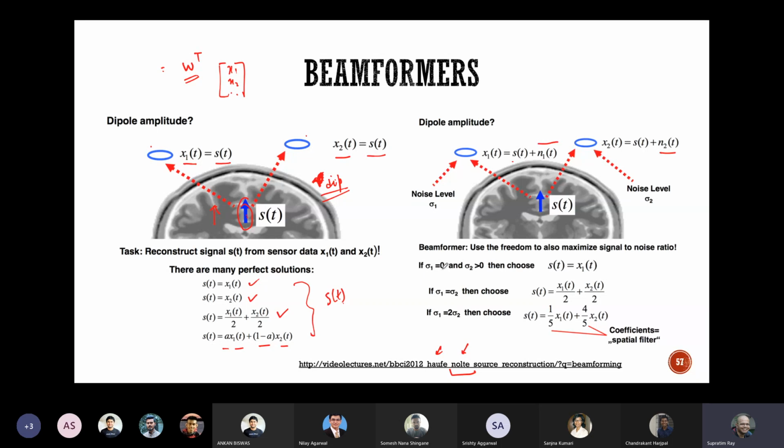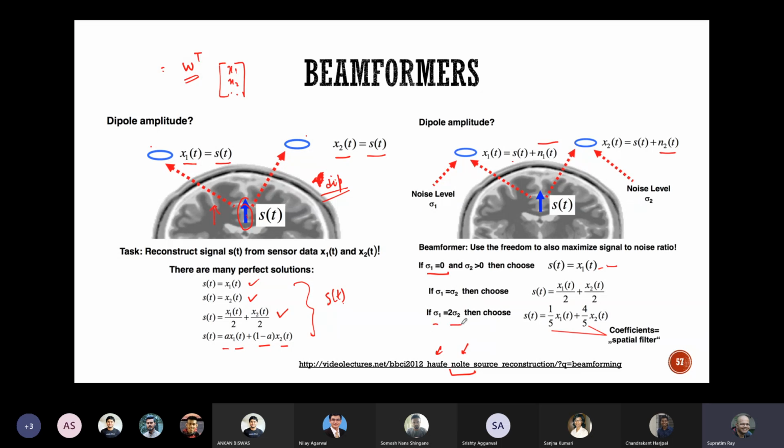Right? So here are some examples. If sigma 1, which is the noise level, is 0, then I just choose S as x1 because it's just S in this case. Of course, I need to know what the noise levels are, which I may not know, but for the time being, let's just assume I know the noise level. So if sigma 1 is noiseless, then S will be just x1. If the noise is the same, if the noise levels sigma 1 and sigma 2 are the same, then I'll take the average.